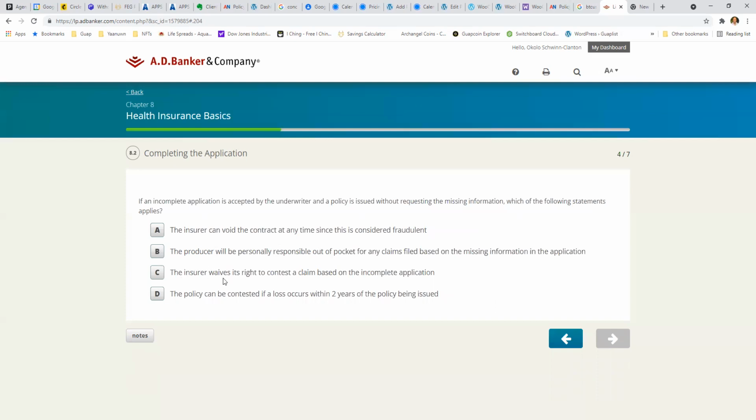The insurer waives its right to contest a claim based on the incomplete application. The policy can be contested if a loss occurs within 2 years of the policy being issued. So this is a thing. Within 2 years, if they find an error on the application or find out you lied, or without requesting the missing information.